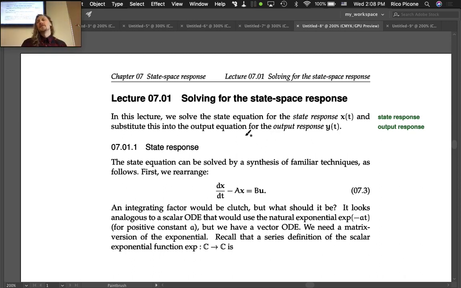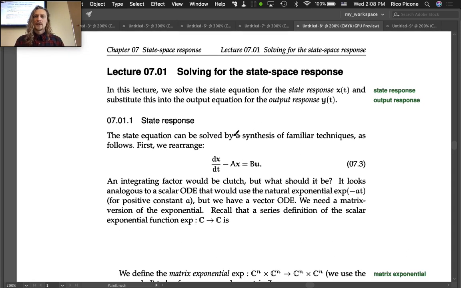Let's do lecture 7.1, solving for the state space response. So remember, we have this state space model and we're trying to solve it directly now. Instead of converting it into an input-output differential equation and then solving it, we're trying to solve it directly. And we're going to find that it's not so bad, really, but there are a couple things we're going to need along the way that take a little bit of work. So let's figure those out.